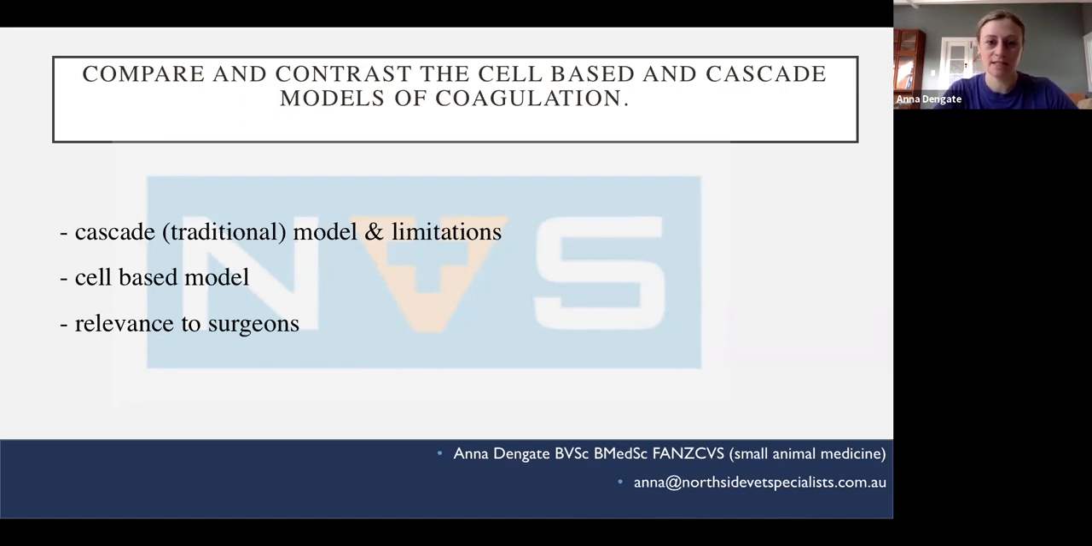The next bit of the talk is really in depth. We're going to go into what the cascade model is and what its limitations are, so why we needed to change our thinking on coagulation. We're going to go into what the cell-based model is. I've written here relevance to surgeons, but it's actually relevance to all clinicians who are performing any kind of invasive procedures, and that includes intravascular catheterization, so anything that's going to disrupt the tissue barriers.